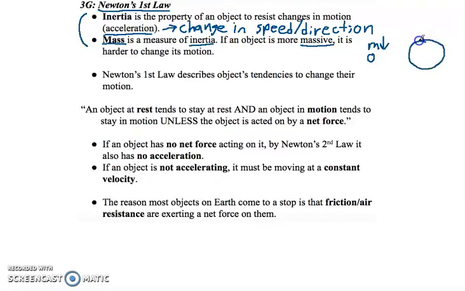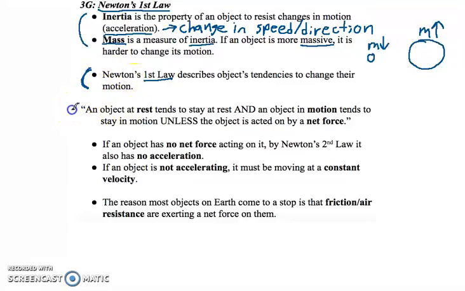As opposed to if you had a big rock like this. If the mass was higher, it's going to have a higher inertia. This is going to be more difficult to move around. Newton's first law, and we can get to the actual wording of the first law, describes an object's tendencies to change their motion. So it's a very broad, more conceptual law, but it is useful. It does actually describe a lot of different things.